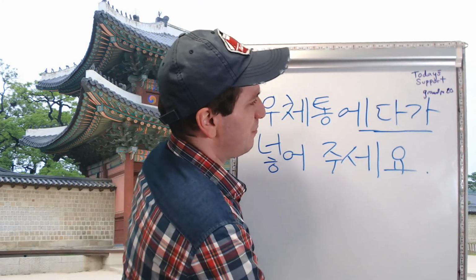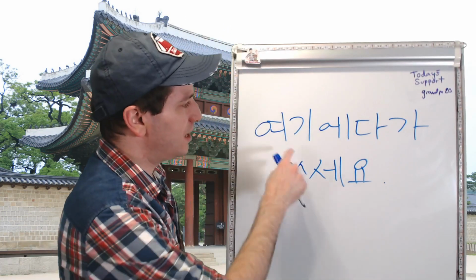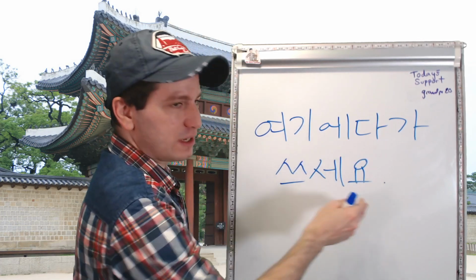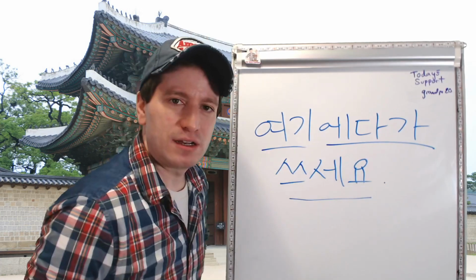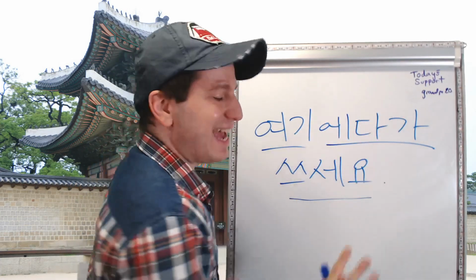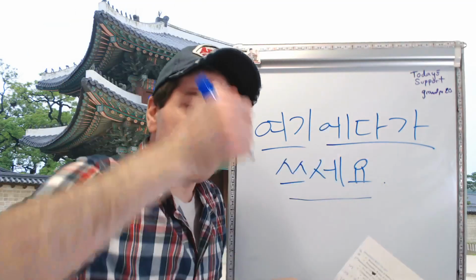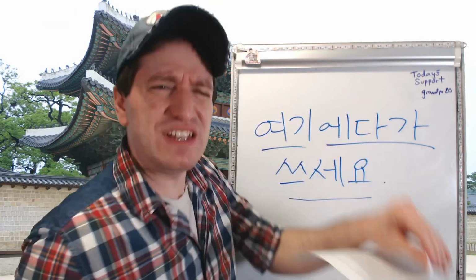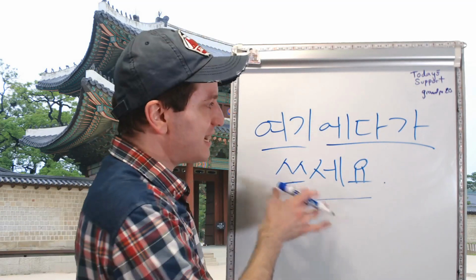Let me give you another example. Someone asks you to sign a paper. They could say 여기에다가 쓰세요. Literally write it. 쓰세요. Onto here. You're not just saying 여기에 쓰세요. You're not just saying here, write it here. You're saying 여기에다가, write it onto here. So it adds more emphasis to the location where that is happening. Writing. So write it here.